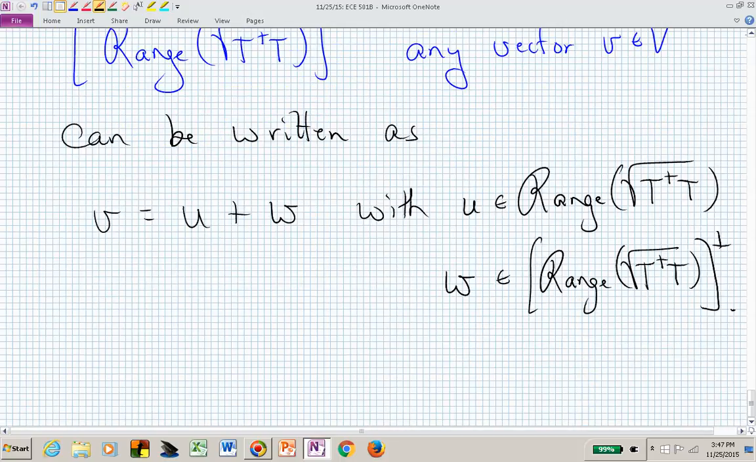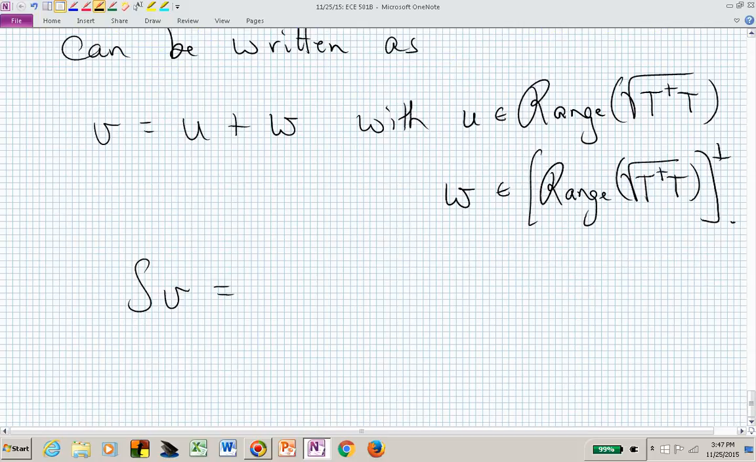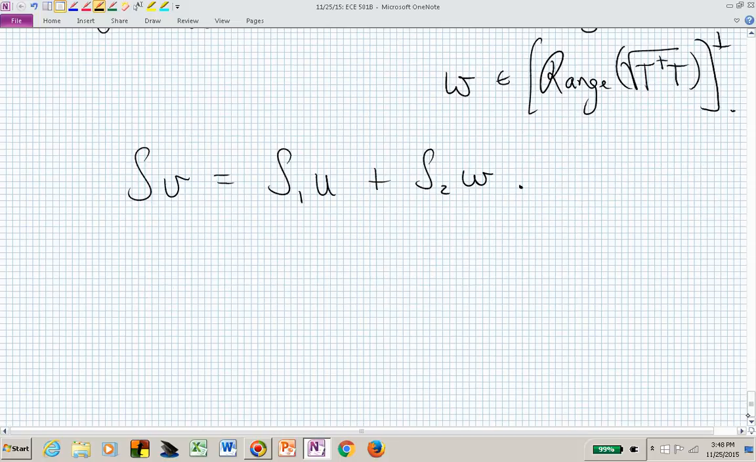That allows us then to look at what happens when we have Sv. Well, now, because of this orthogonality between S1 and S2 and u and w, we can now say that Sv we want to define. That's how we are defining S. So now define an operator S such that Sv is equal to S1u plus S sub 2w. And we want to make sure that that now works for us.